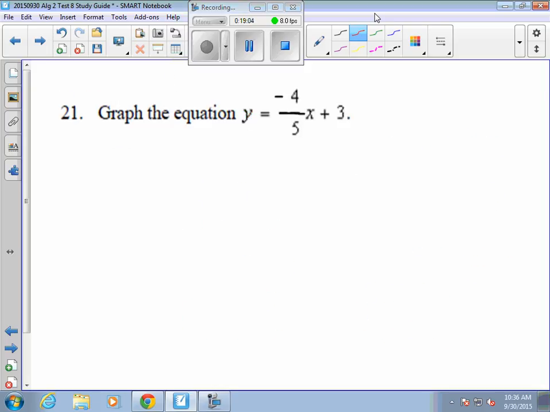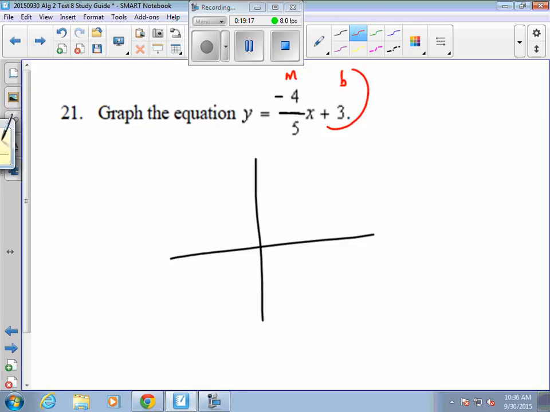Number 21 says to graph the equation y is equal to negative 4/5 x plus 3. This is in y equals mx plus b, or slope-intercept form. You're going to graph it on a plane. b tells you where to begin. It's on the y-axis. Since it's your intercept at 1, 2, 3, positive 3 is where you start or where you begin.